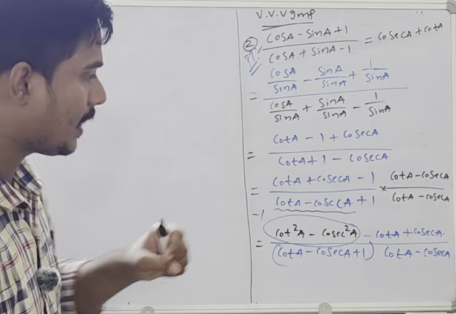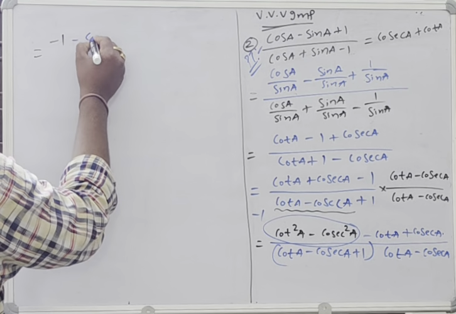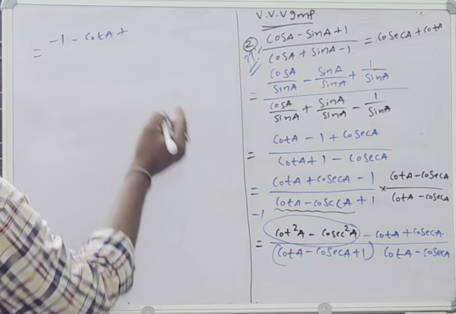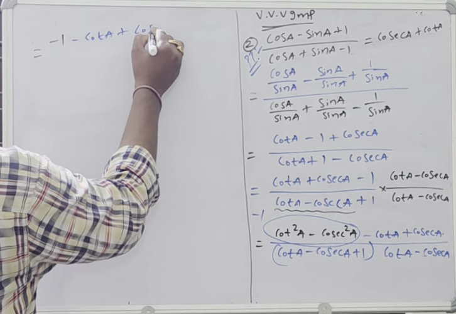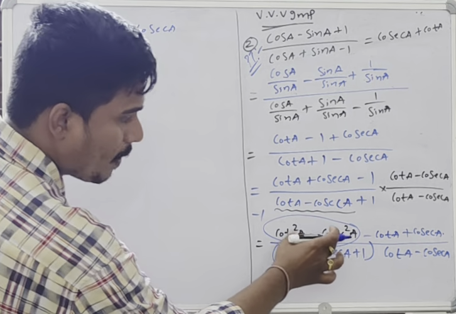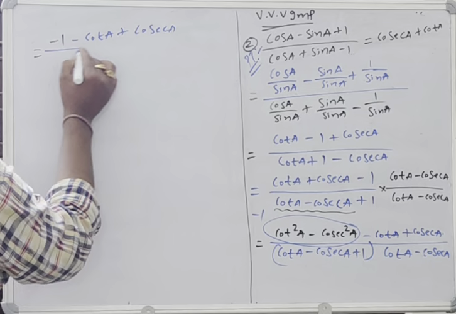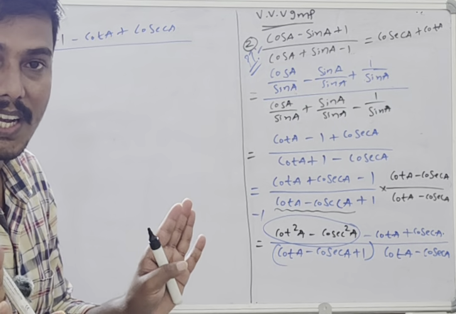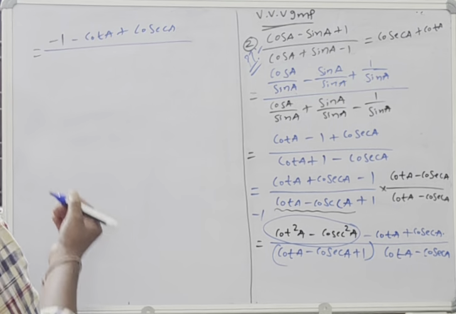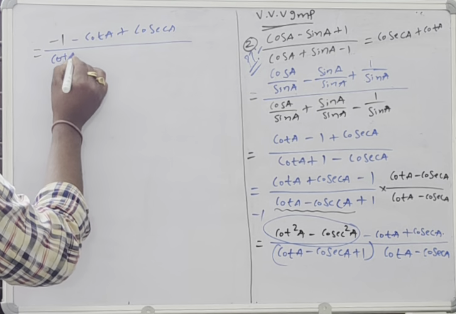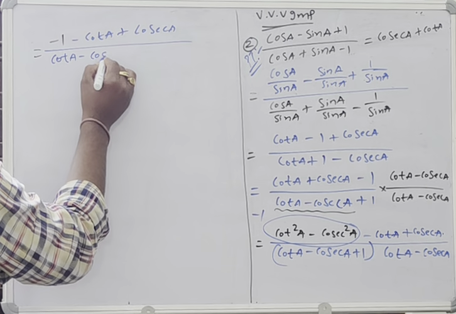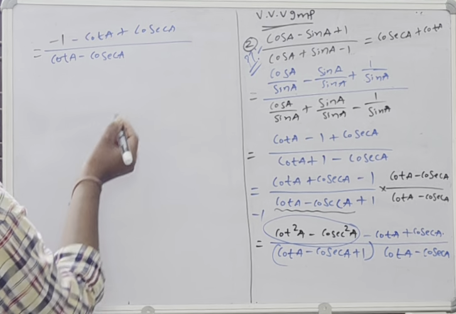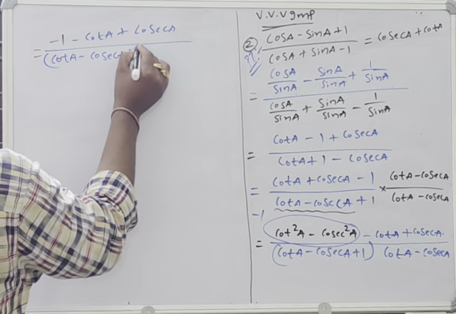So what is left after that? Minus cot A plus cosecant A. Only this, without the minus 1, stays as it is. Again, the same thing, nothing we are doing to the denominator: cot A minus cosecant A plus 1.